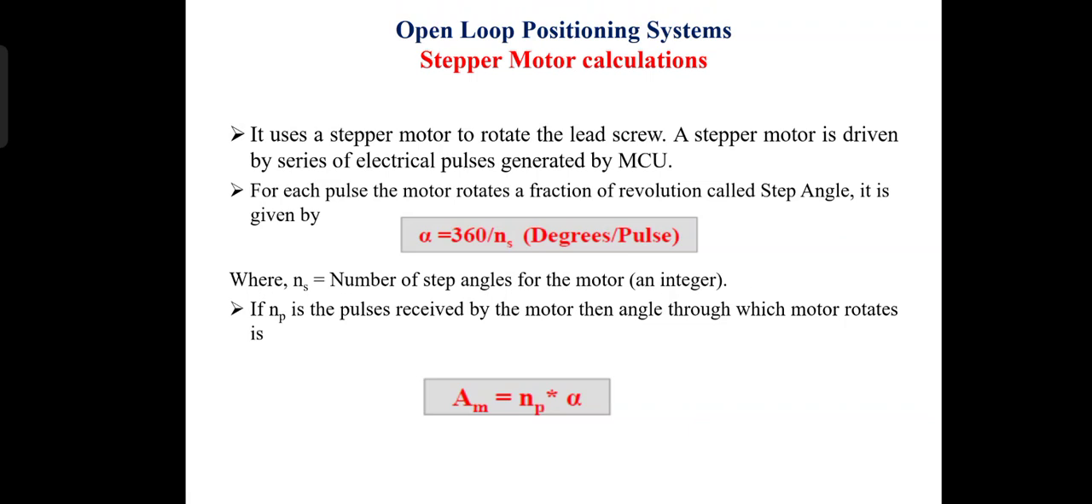It uses a stepper motor to rotate the lead screw. A stepper motor is driven by a series of electrical pulses generated by the MCU. Each pulse rotates the motor a fraction of a revolution called the step angle, given by alpha equal to 360 divided by the number of steps per revolution. Here NP is the number of pulses received by the motor, and the angle through which the motor rotates is AM equal to NP times alpha.